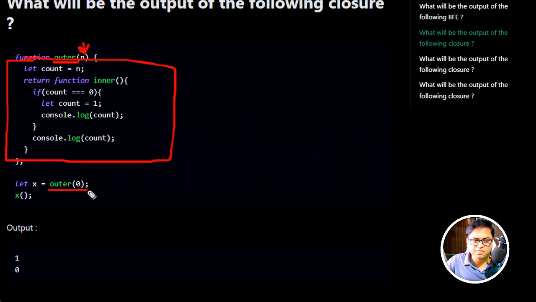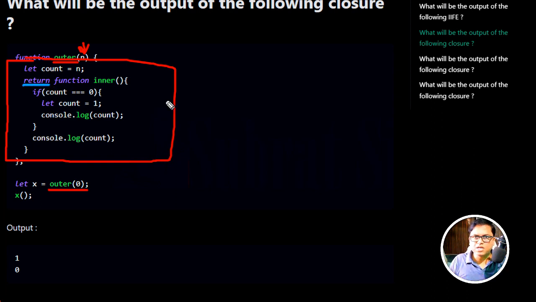So when I call this function, outer, and within parentheses I write 0, this n is assigned 0. So this count is also 0, right? So we created a variable count which is equal to 0 and its scope is within this outer function. Clear? Now let us come to this one.